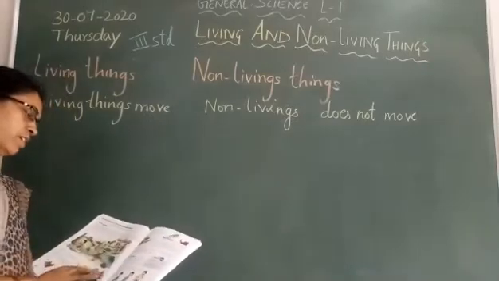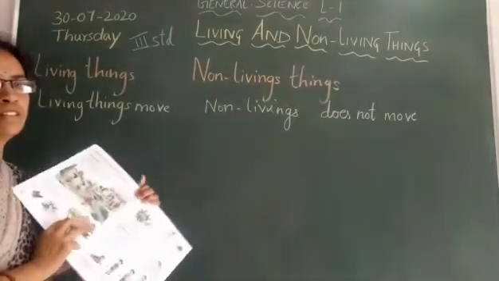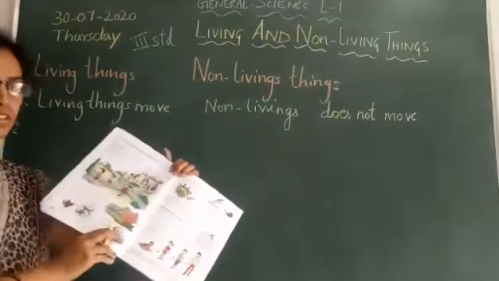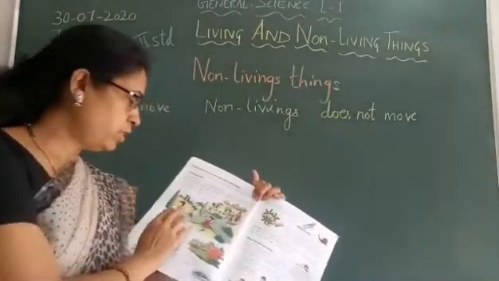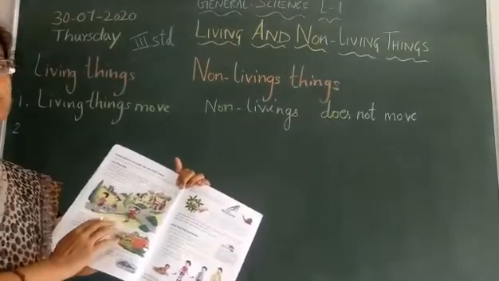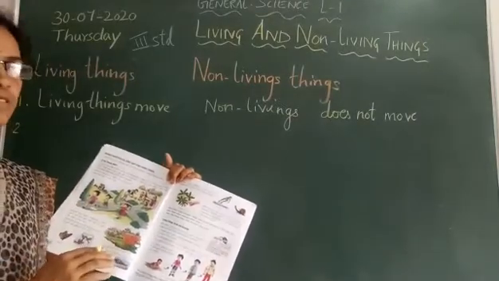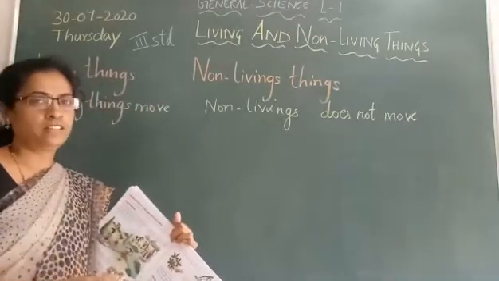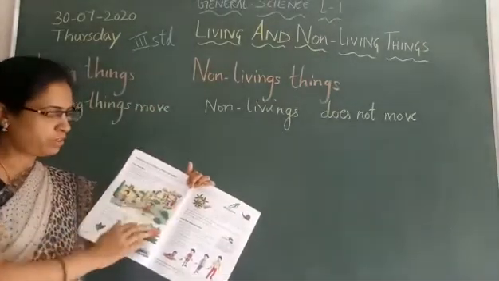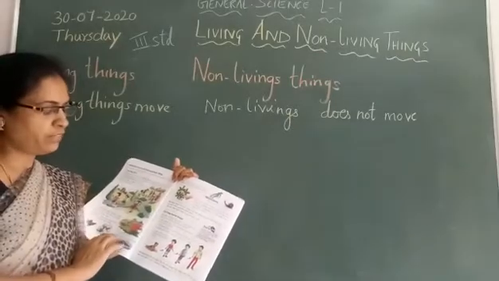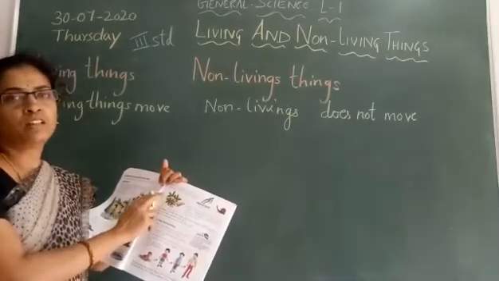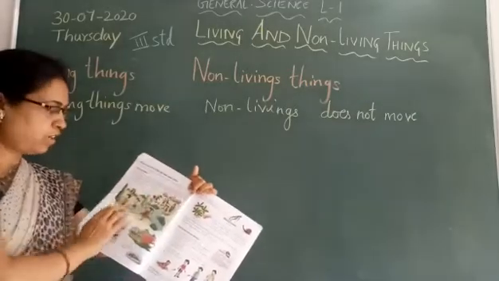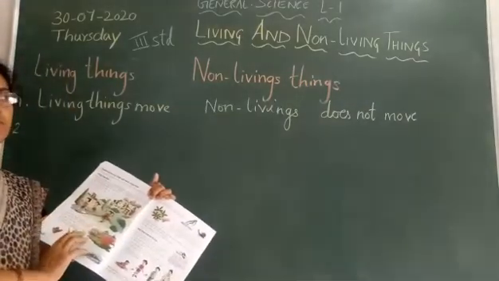So children, last time I have explained that living things move. I have shown the picture also of how human beings, birds, animals move from one place to another in search of food, water and shelter. Even plants show movement. If we touch, it closes its leaves. Do you remember? The last class I did this first point.